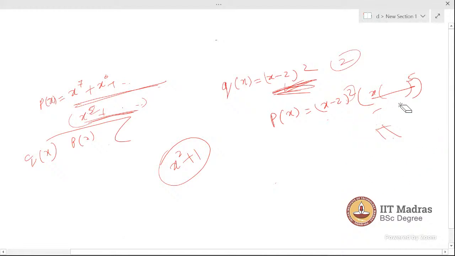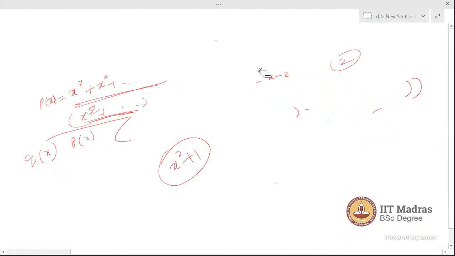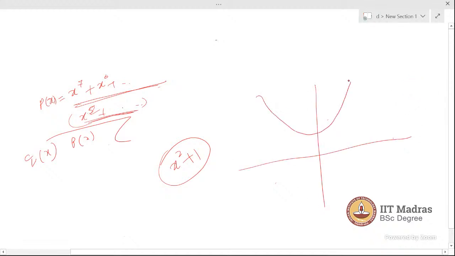Okay. Yes, sir. Yeah. Okay, so for these kinds of things, when you have x square plus 1, of course it has got a turning point, and that is at x equals 0, so that is happening at this point, that is 0 comma 1.